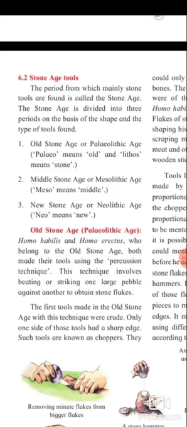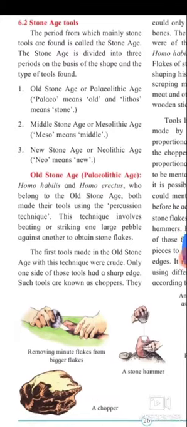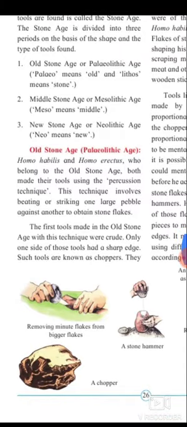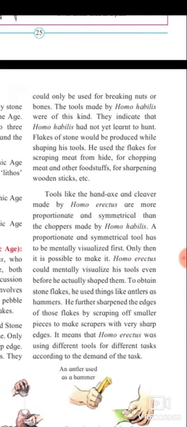Old Stone Age, Paleolithic Age. Homo habilis and Homo erectus, who belong to the Old Stone Age, both made their tools using the percussion technique. This technique involves beating or striking one large pebble against another to obtain stone flakes. The first tools made in the Old Stone Age with this technique were crude. Only one side of those tools had a sharp edge. Such tools are known as choppers. They could only be used for breaking nuts or bones. The tools made by Homo habilis were of this kind.